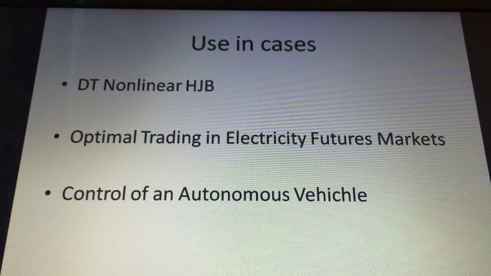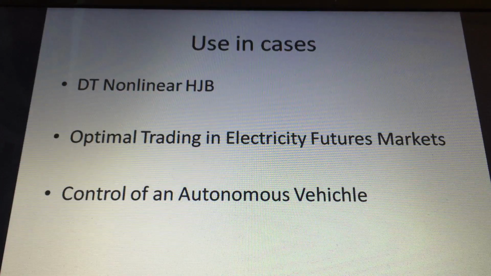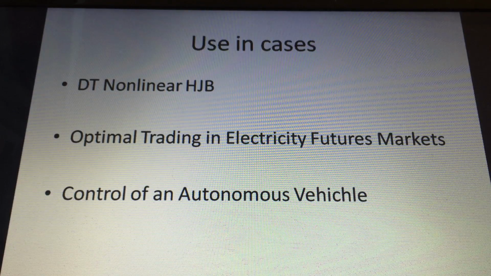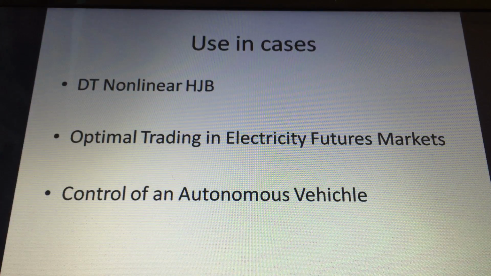In this presentation, I will show how to use it in 3 cases. The first one will be a discrete-time nonlinear system. The second one is optimal trading in the electricity futures markets. The third one is control of an autonomous vehicle.